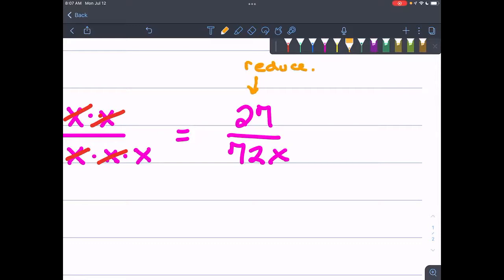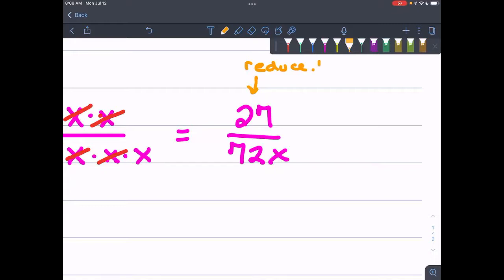27 and 72, they do have something in common, so you'll want to reduce that if you can. You guys might not know this, but if you add the digits, you can see if 3 goes into them. 2 and 7, if you add those, you get 9. So that tells you that 3 goes in. If you add 7 and 2 on the bottom, that adds to 9. So that tells you that 3 goes in. If they add to 9, that tells you 9 goes in. So 9 goes into both of these.